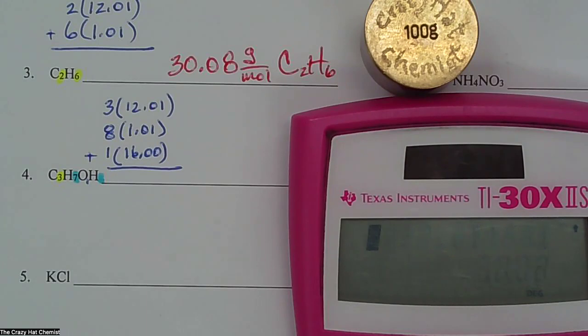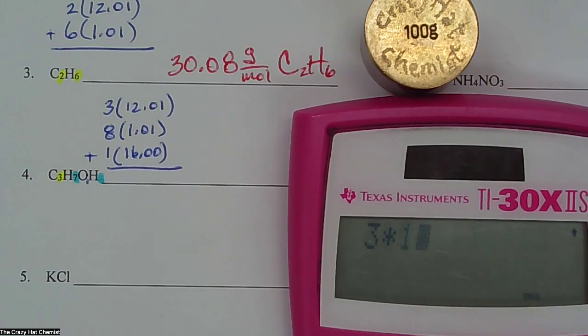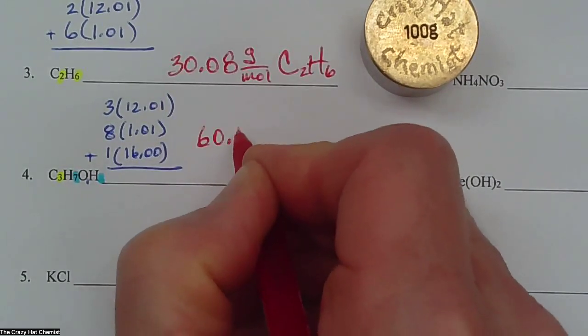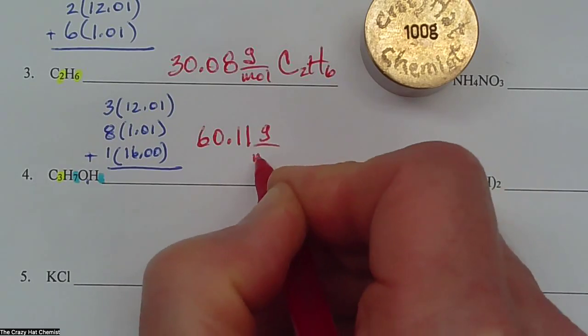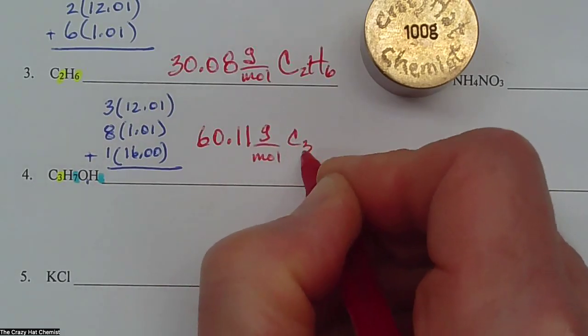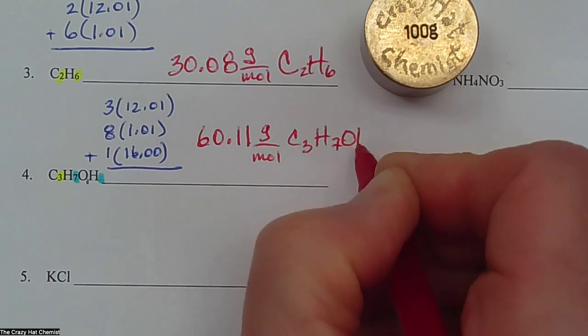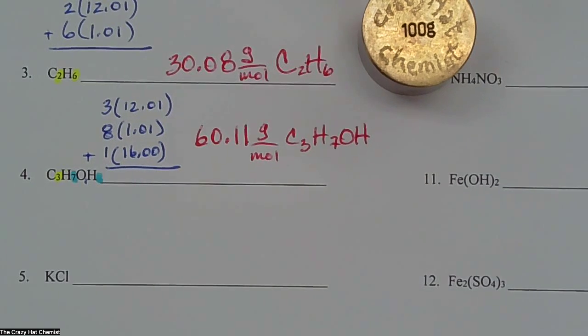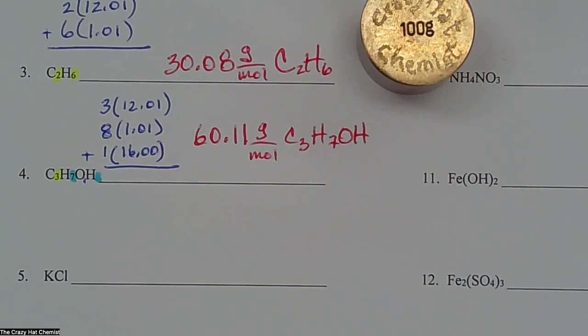Let's put this in the screen here, and we got 3 times 12.01 plus 8 times 1.01 plus 1 times 16.00. We're going to get 60.11. That's 60.11 grams per mole of C3H7OH. That's isopropanol, propanol. Yeah, there we go. Perfect.